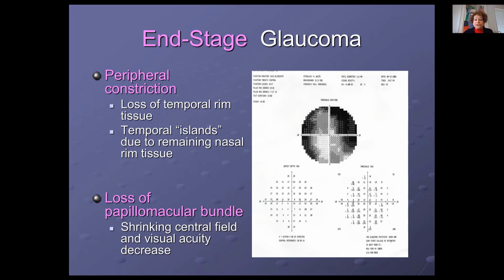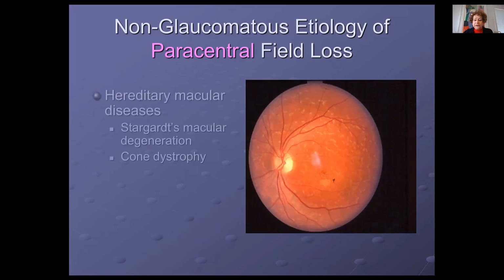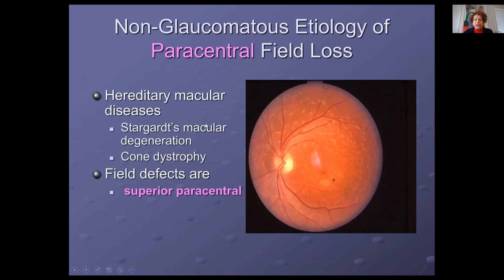We don't want our patients to get to this end stage, so we're very, very concerned about diagnosing glaucoma early, but sometimes we jump the gun too quickly. So let's start out by going over some of the non-glaucomatous etiologies of paracentral field loss. And one of the diseases that we need to rule out are the hereditary macular diseases, like Stargardt's macular degeneration and cone dystrophy. The field defects are superior paracentral.